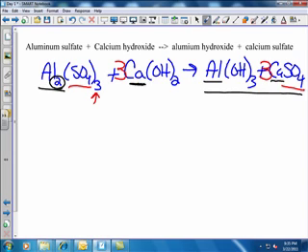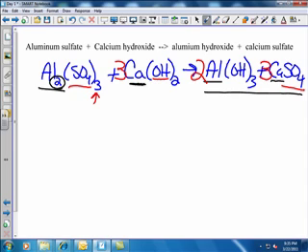And that's one thing to point out: once you balance something, you may screw up something else, so you have to go back and rebalance it. So then I want to look at hydroxide. Again, this is a polyatomic ion that I want to keep together. Oh, I erased my 2 here. There should be a 2 there.